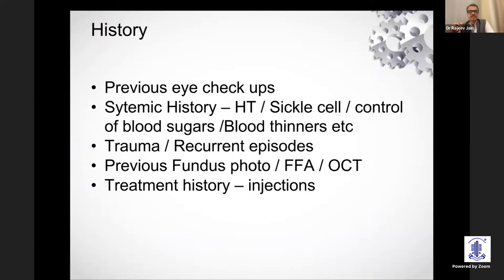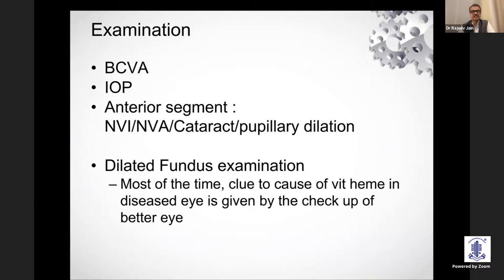Wherein we can reach some diagnosis, like history of previous eye checkups, whether the patient had diabetic changes or not in the past, systemic history like hypertension to rule out any vascular occlusions or macroaneurysms, sickle cell disease. So this history is not important just for diagnosing. It is more important for planning the management as well, like history of trauma, previous fundus photographs, OCTs, and previous history of injections in the eye.